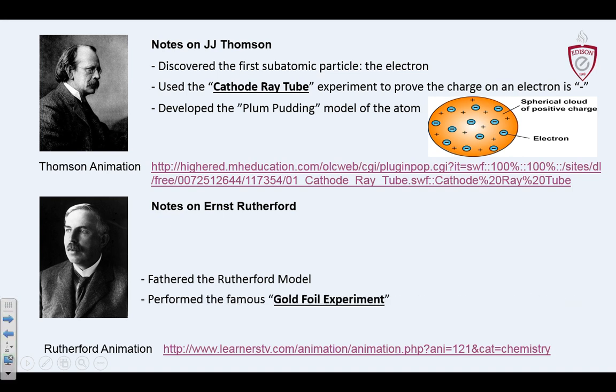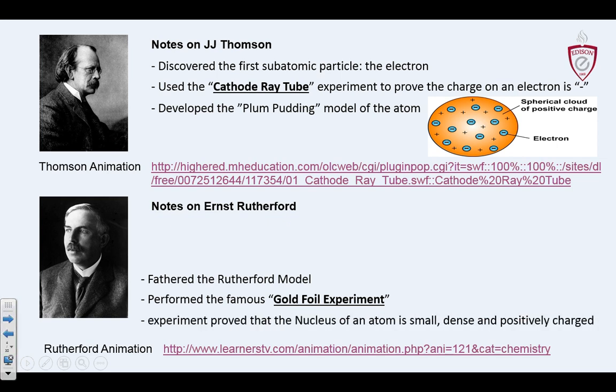He performed this famous gold foil experiment. This is the one we all really got to know pretty well, and we're going to show lots of animations on it just to make sure you can really get this. It proved that the nucleus of an atom is small, dense, and positively charged. He proved that the nucleus of the atom exists.